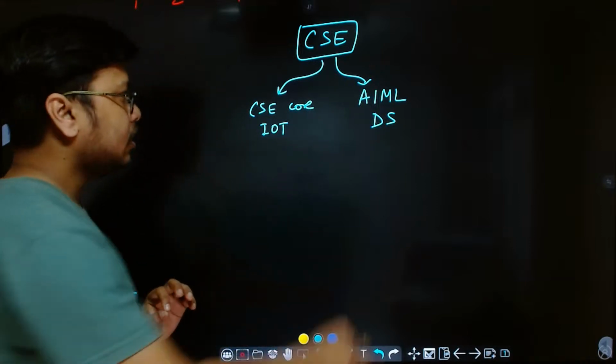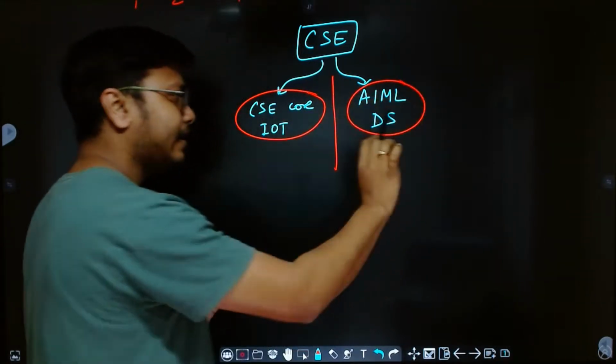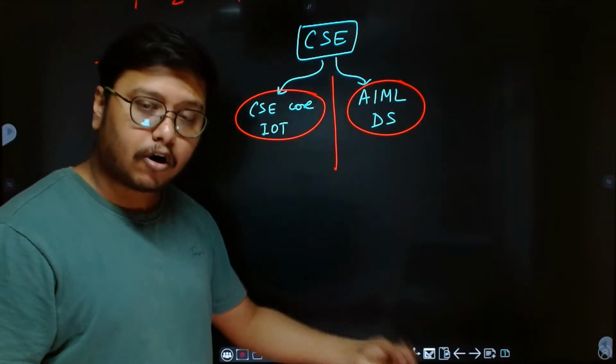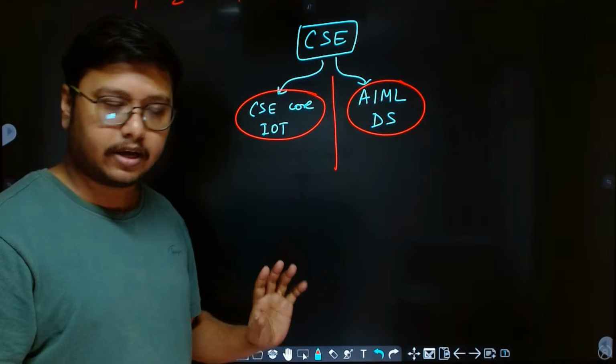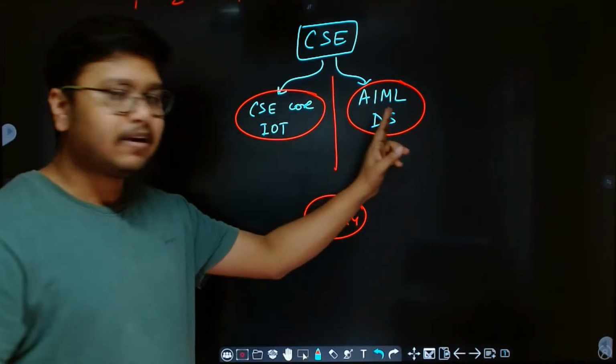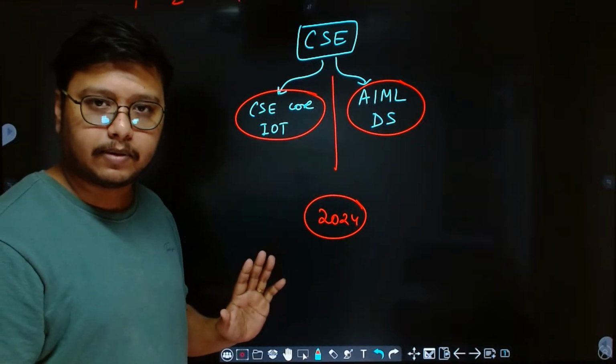From previous year, question papers are different for the CSE core people, and the AIML DS question paper has become different from previous year onwards. Okay, so basically from 2024 you will see AIML has a separate question paper, CSE has a separate question paper.